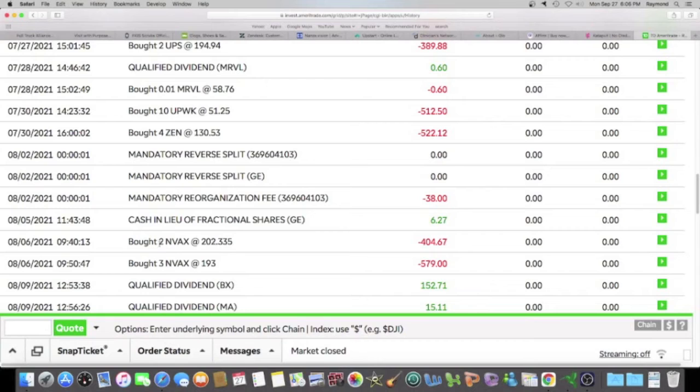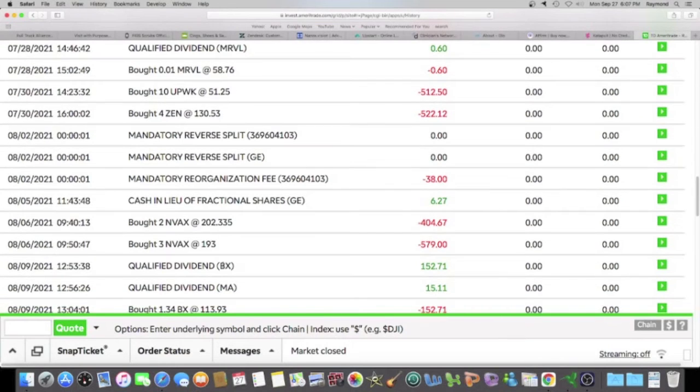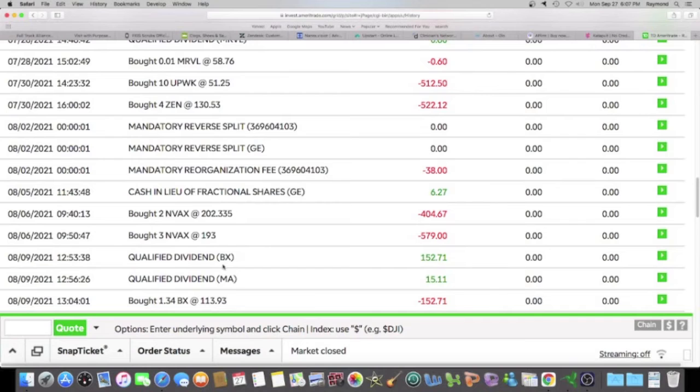I bought more stock ticker NVAX, and this is Novavax. I bought this on a dip. As you can see, I bought it earlier in the day on the 6th at a little over $202. And also on the 6th, it was dropping like crazy. So I bought 3 more shares when it dropped down to $193. So I already had that in my portfolio.